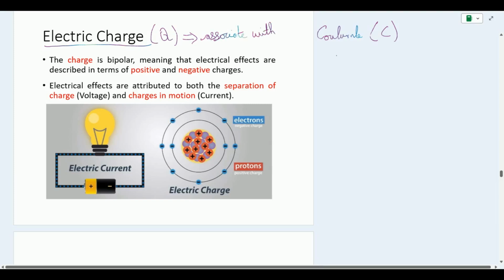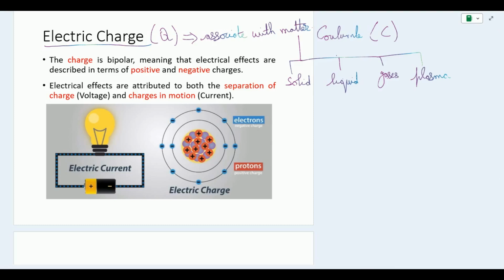We associate charge with matter, and we know that matter is divided into four categories: solid, liquid, gases, and plasma. So all these elements consist of charges, and the interaction or the motion of these charges basically generates something which we utilize to measure in our electric circuits, whether it is current or voltage.